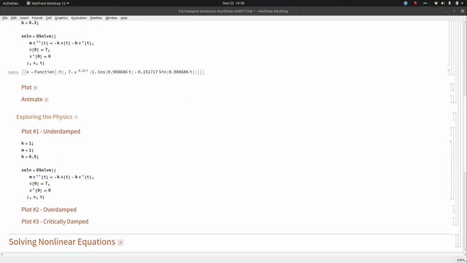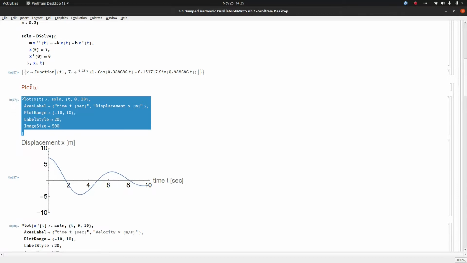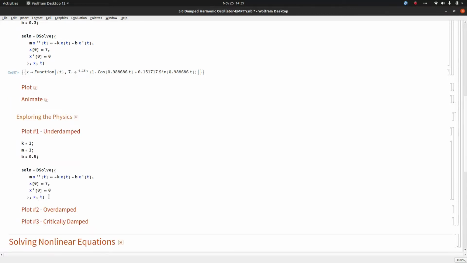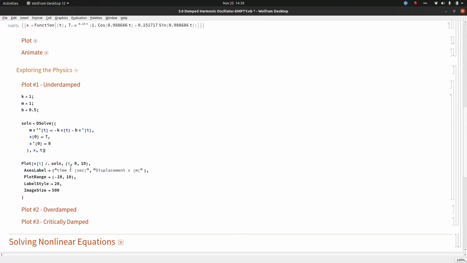And I actually want to get a plot of this. So I'm going to go up and I'm going to steal the plot of x of t, and I'm going to paste that in here. So the beautiful thing about working in code rather than pen and paper is that once you've solved something once, you just copy and paste and you can solve it in a whole bunch of different ways. So we're going to look at the underdamped case here. So this is where I have damping that's a relatively small number.